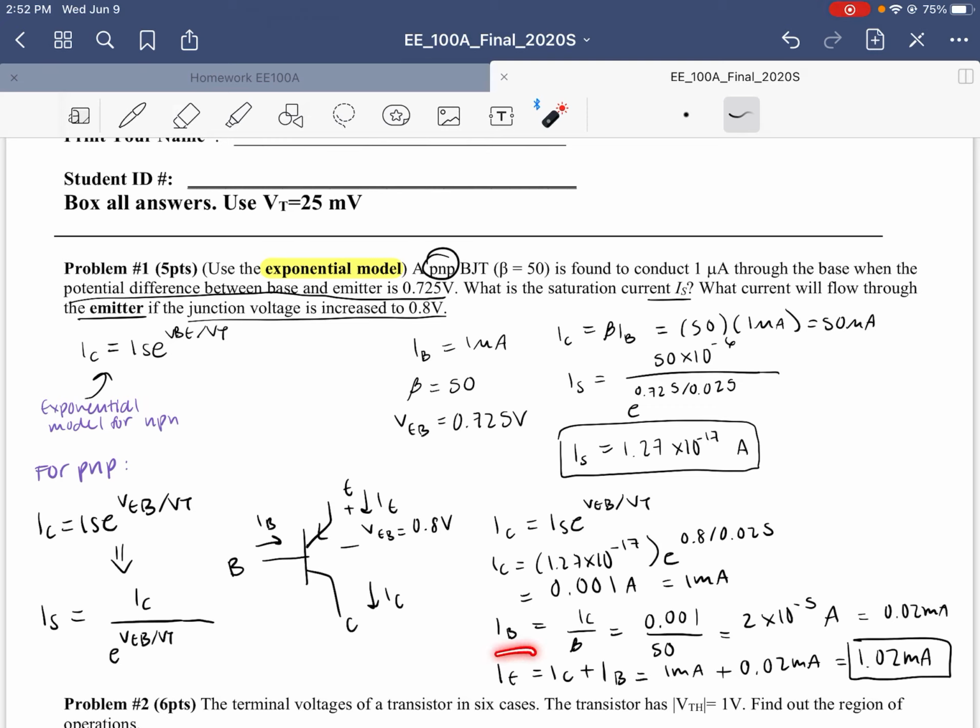And then we also have this BJT identity that the current through the emitter is equal to the current going through the collector plus the current going through the base. So we're going to add the current through the collector, which is 1 milliamp, plus the current through the base, which is 0.02 milliamps. We're going to get that the current through the emitter is 1.02 milliamps.